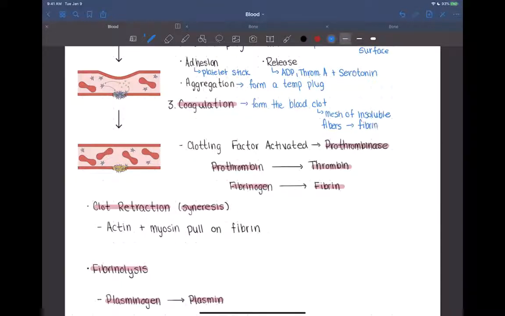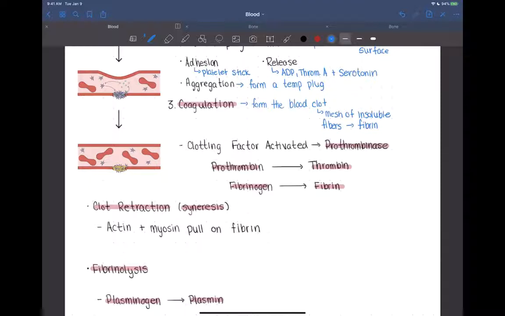And those fibers that we are going to end up with are called fibrin. You may remember when we learned about the composition of blood, one of the plasma proteins dissolved in the blood is fibrinogen. During this process, the very last thing we're going to do is activate that fibrinogen to fibrin so it can form this clot. So let's talk about how that happens.